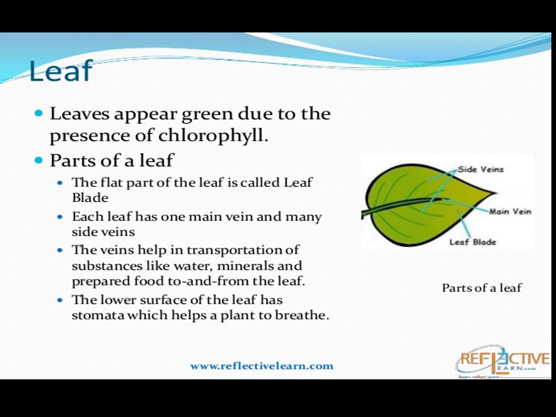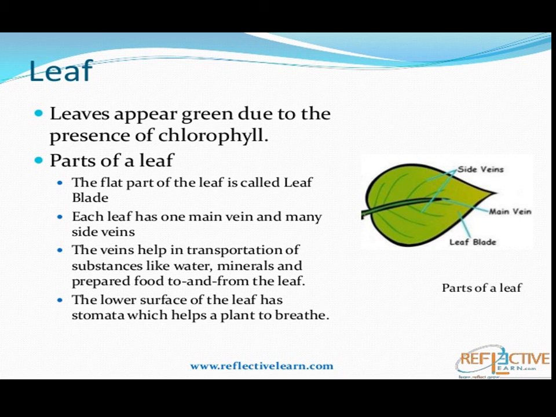What is it called? Chlorophyll. So we'll discuss the parts of a leaf. The flat part of the leaf is called the leaf blade. So the leaf blade is the flat part that makes up the size of the leaf. Then each leaf has one main vein and many side veins. So you can see in the picture that the main vein is thicker and present in the middle, along with the side veins which depart from it.